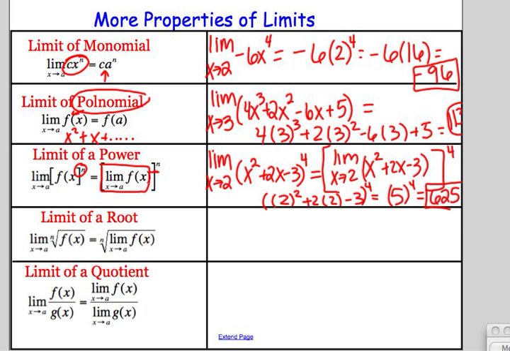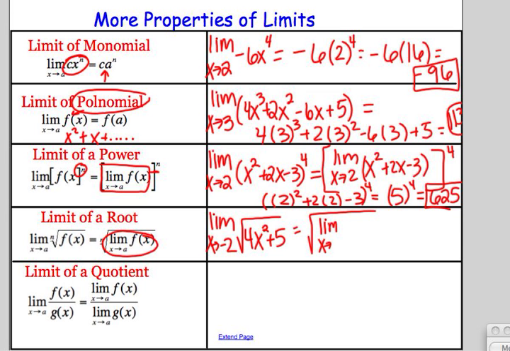The limit of a root works the same way. If you want to take the limit of a square root, you can do the limit first and then the square root second. So we have the limit as x approaches negative 2 of the square root of 4x squared plus 5. So I can do the limit first and then the square root second.